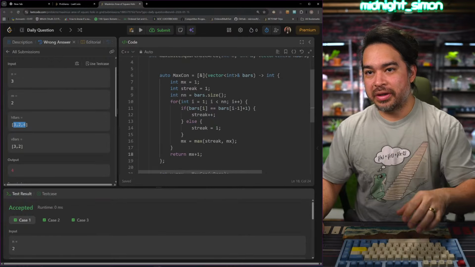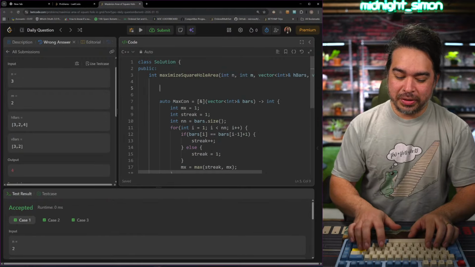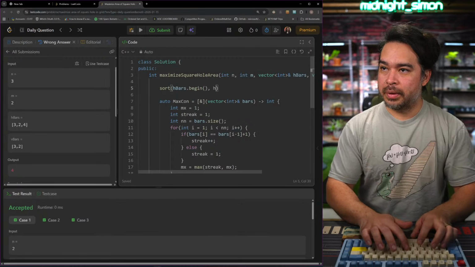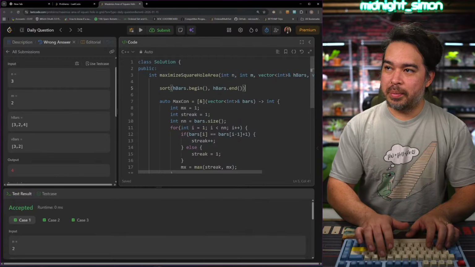Oh, I have to sort them. They're gonna make me sort them, man. And I think there's probably more things I have to do.